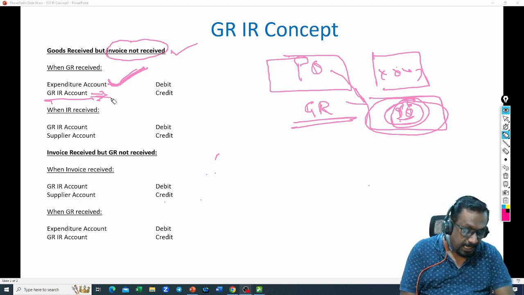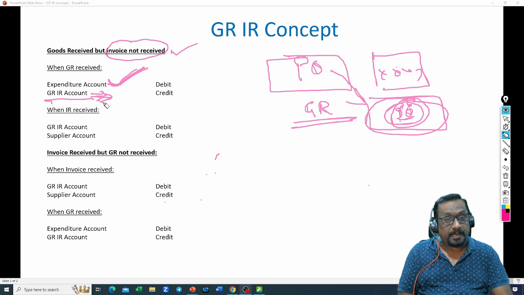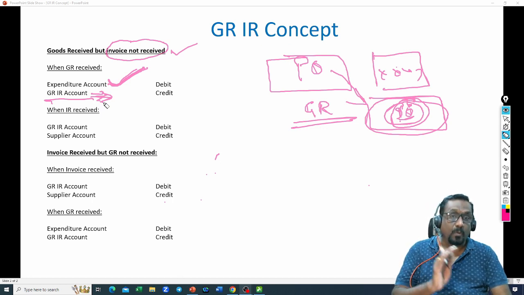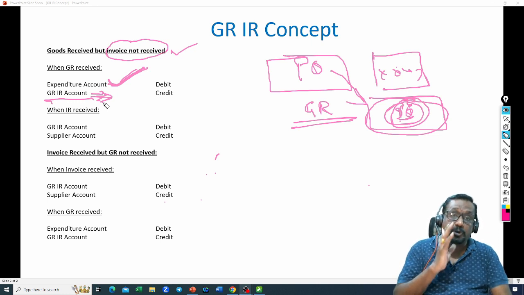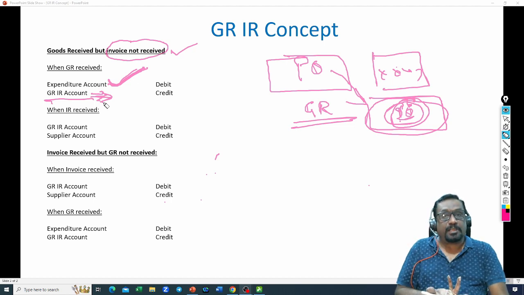Why am I using the GRIR account instead of the supplier account? I did not receive the invoice. If I do not receive the invoice copy, I cannot credit the supplier account because I need to see whether the supplier account is already available or not, who the supplier is, what his billing address is, what his bank details are, whether bank details are updated correctly or not, whether billing details are updated correctly or not. All these factors I need to look into, and then only can I process the invoice. If I don't even receive the invoice copy, how do I know what the billing address is?